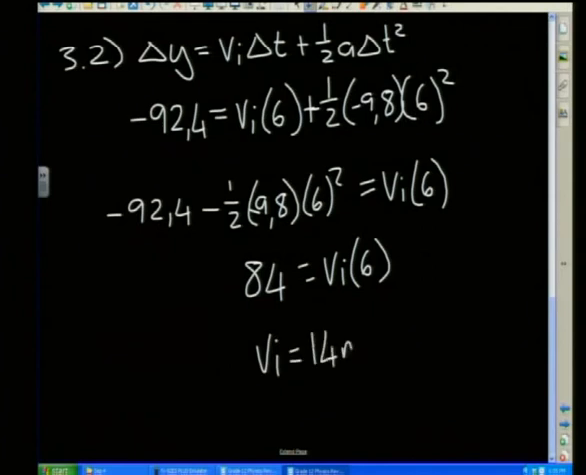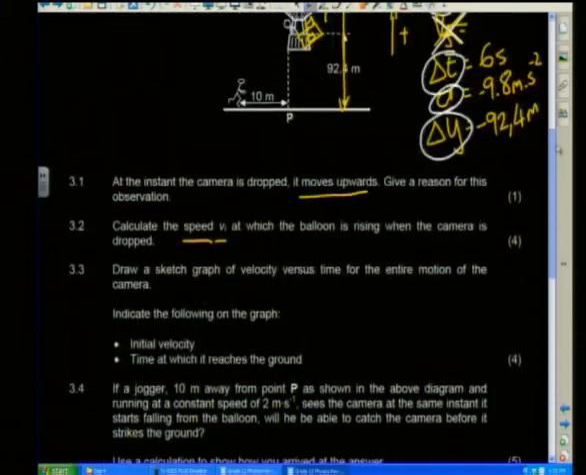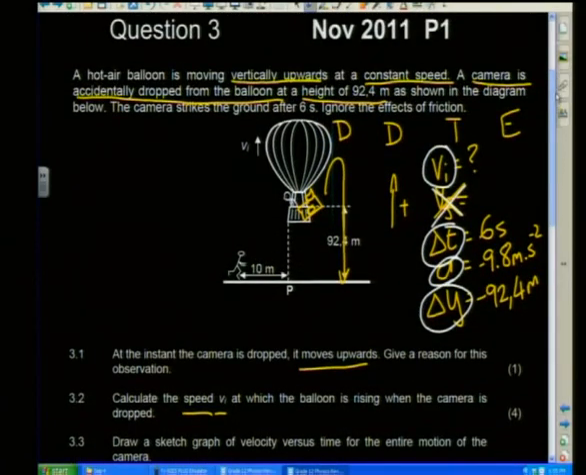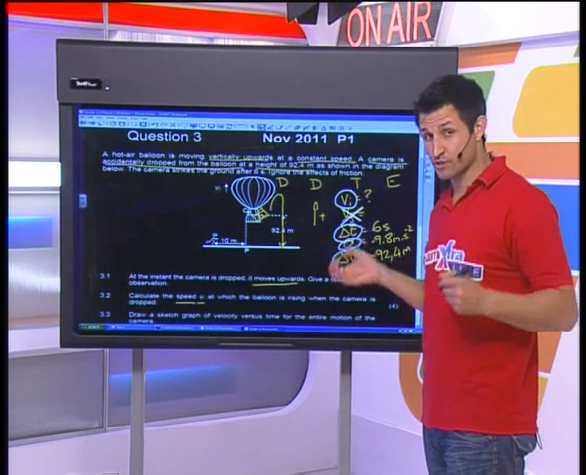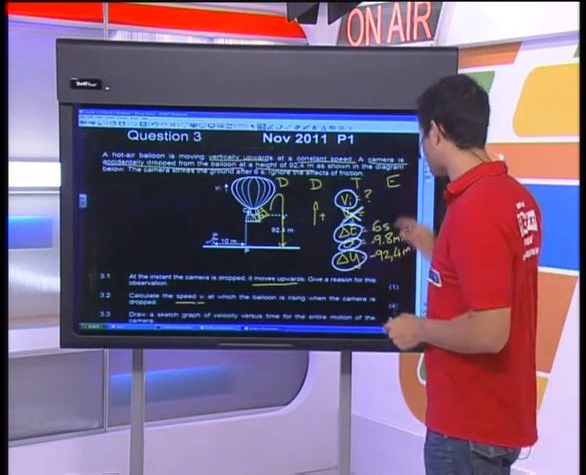Now, at the end of every physics calculation, I must check to see if what I found actually matches what I expected. Well, I know, for instance, that the initial velocity of this balloon with the camera was upwards. That means the V initial must have been a positive number. Was it?